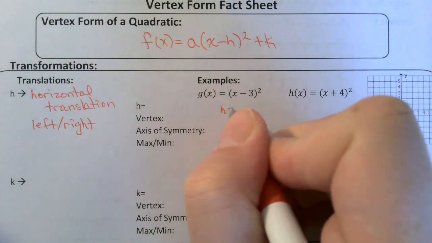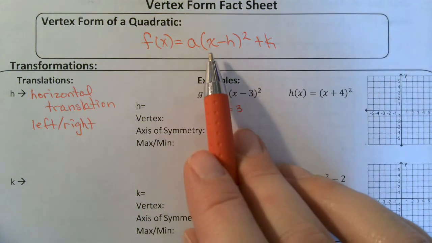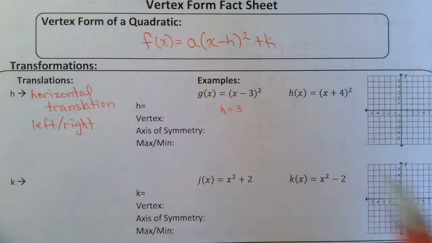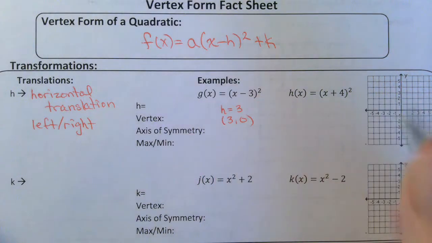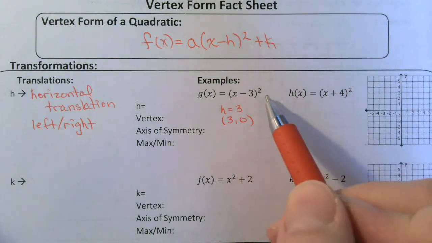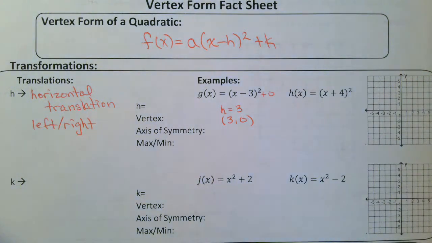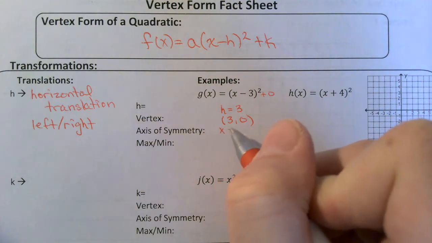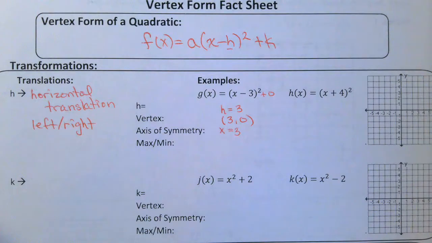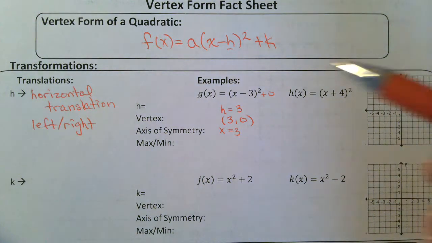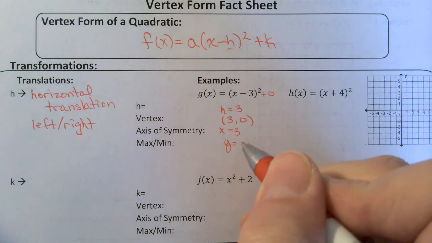Well, the h value here is positive 3. We want to be really careful with that because it's always x minus. So x is positive 3. My vertex is going to be 3, 0, because the k value is 0. So if you want to show that, k is 0. The axis of symmetry is x equals 3. That comes from the h value. The max or min comes from the k value, and that would be y equals 0.